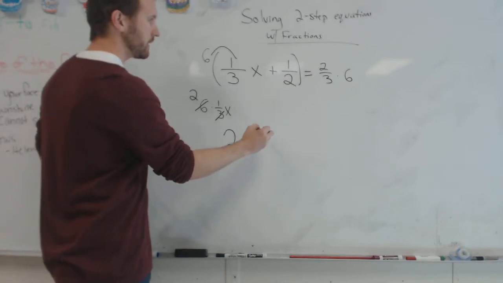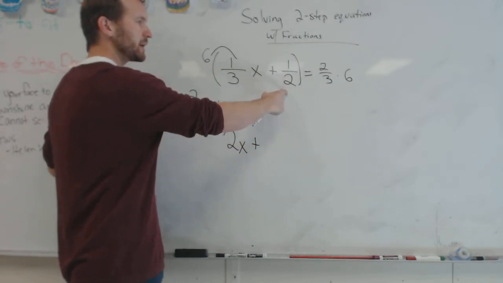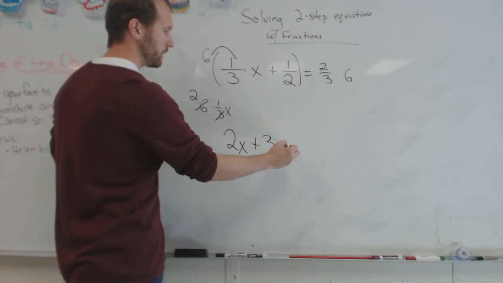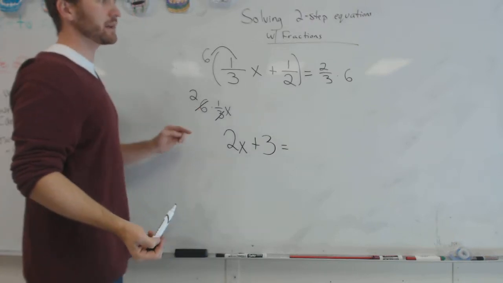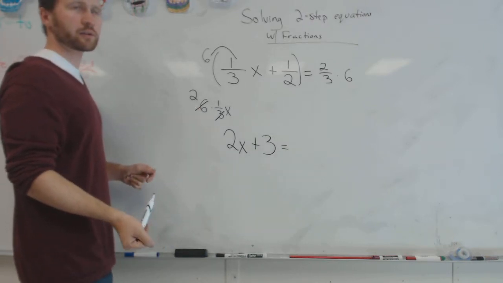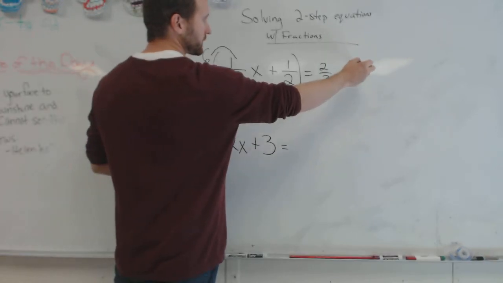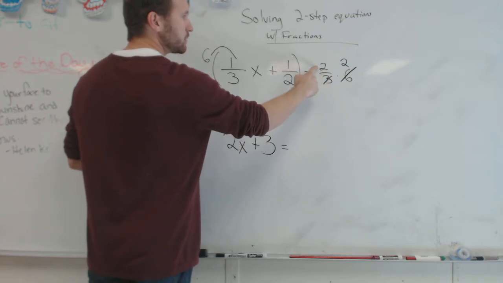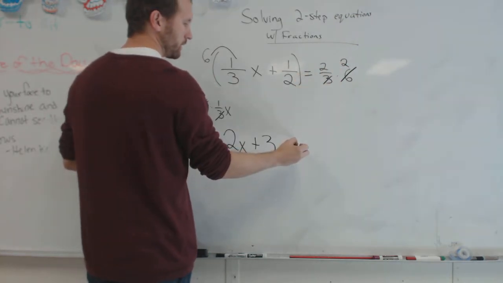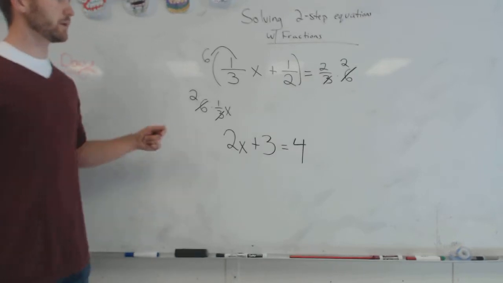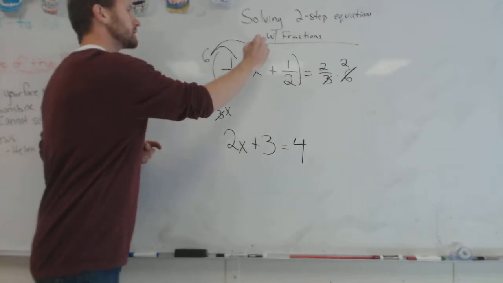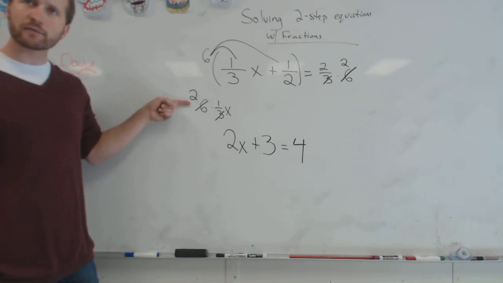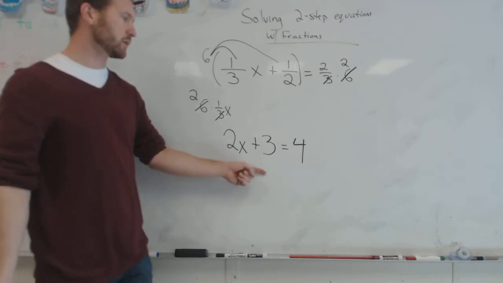So 2x. Now the 6 cancels with the 1/2, but it leaves what number? 3. So plus 3 equals, and the 6 is going to cancel with the 3 over here, but it's going to leave what number? 2. It's going to leave a 2. So then I have 2 times 2, which is 4. Okay, so I multiplied my 6 through. It canceled with the denominators, but there was still something left to multiply through. So 2x plus 3 equals 4.